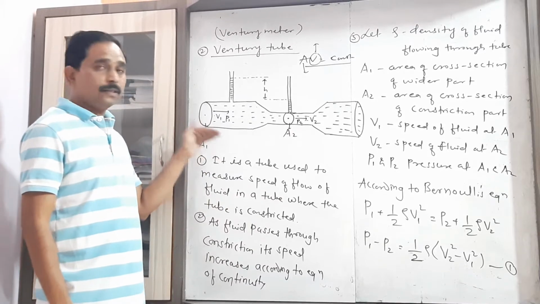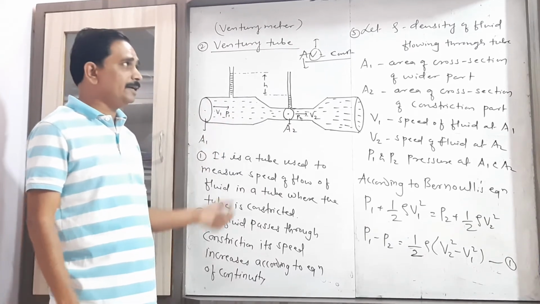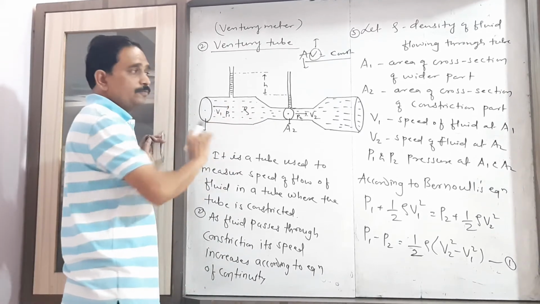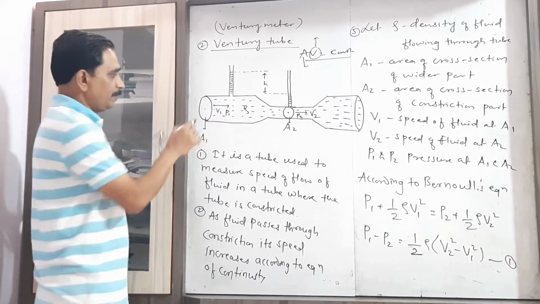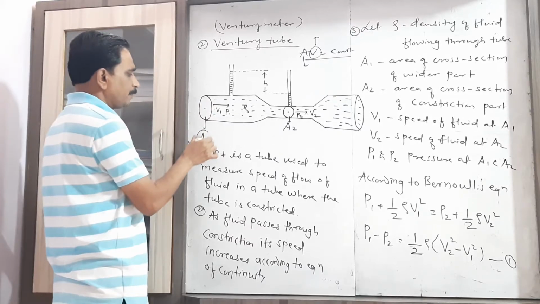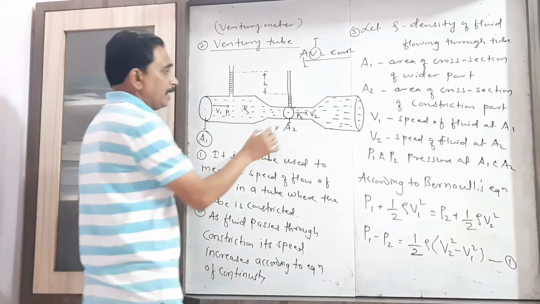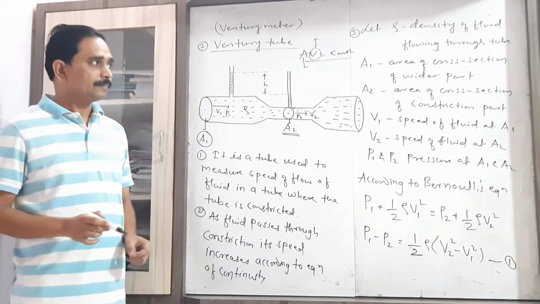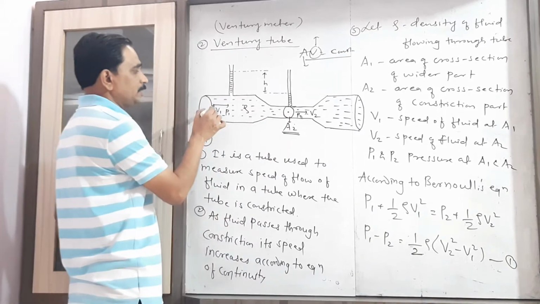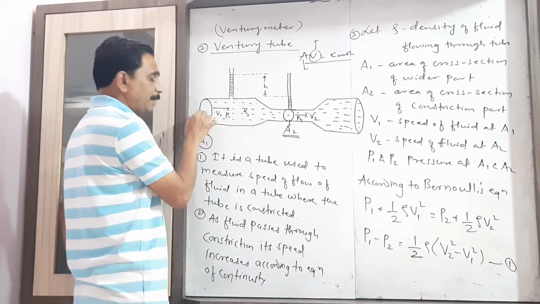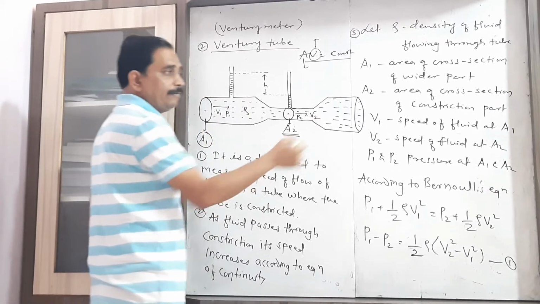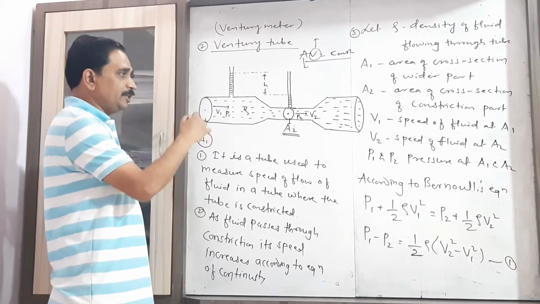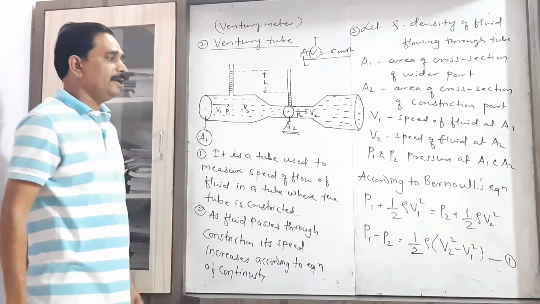Now consider the various physical quantities. We write rho as the density of the fluid which is flowing through the tube, A1 as the area of cross section of this wider part, A2 as the area of cross section of this constricted part, then V1 as the velocity at this place A1, V2 as the velocity at this place A2, and P1 and P2 as the respective pressures at A1 and A2.